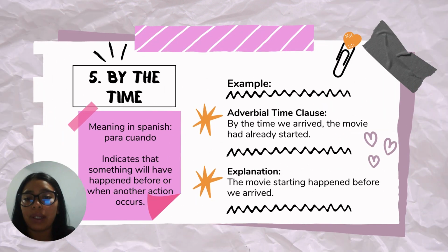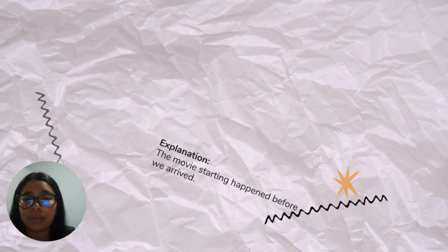By the time, meaning in Spanish para cuando, indicates that something will have happened before or when another action occurs. Example, adverbial time clause: by the time we arrived, the movie had already started. Explanation: the movie starting happened before we arrived.